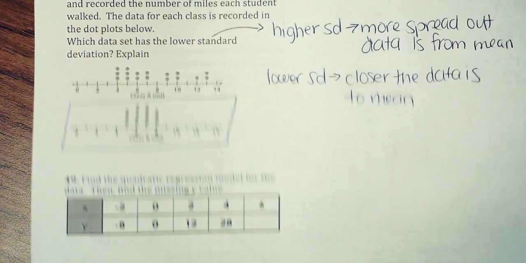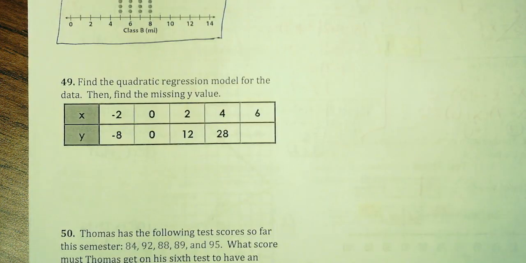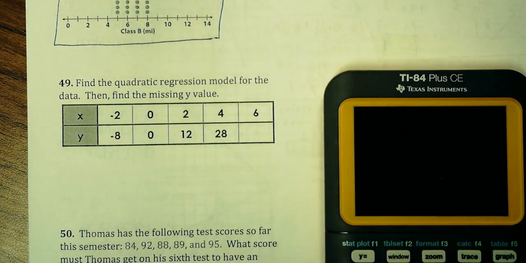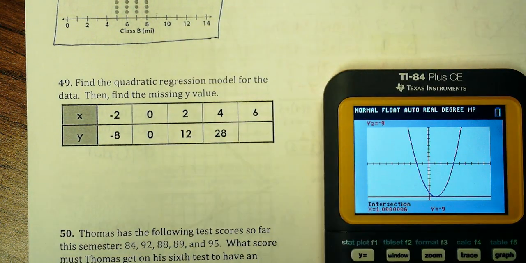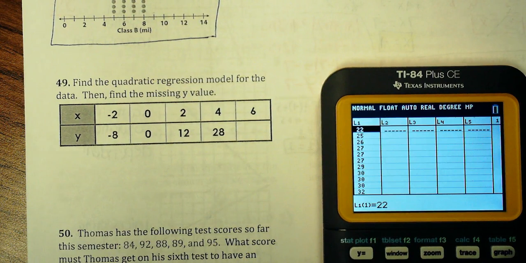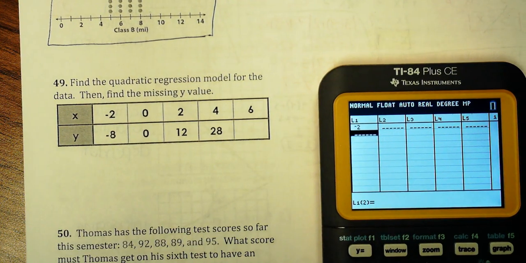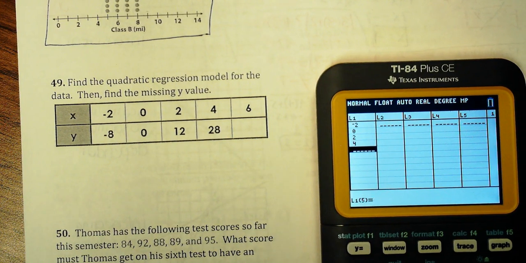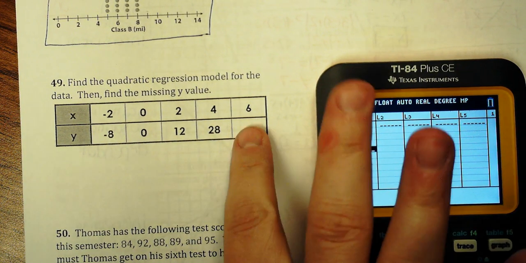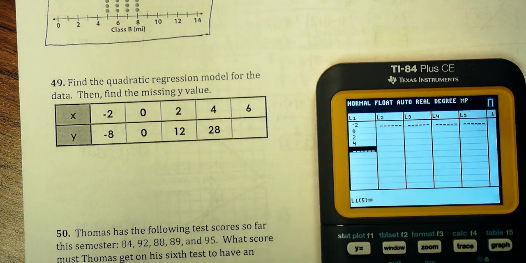Okay, we're going to break out our calculators for number 49. All right, hopefully no glare. Stat, edit, clear out anything you got in here. X values go in list 1: -2, 0, 2, 4. Don't type the 6. You can't have an empty box, so don't type the 6.